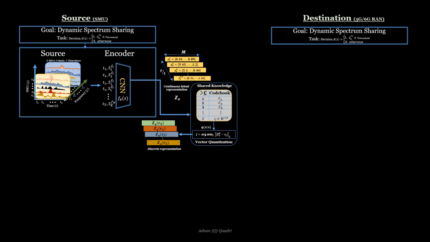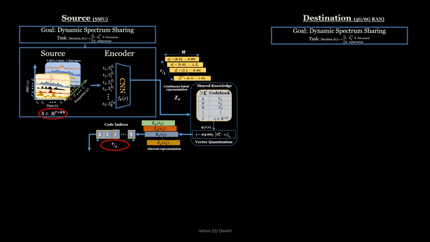Note, the codebook is accessible by both the source transmitter and destination receiver, making it a shared knowledge base. As such, instead of sharing T over L m-dimensional discrete latent representations, we could just share the index of the chosen code word used for vector quantization. In doing so, we further reduce the size of the transmit data.